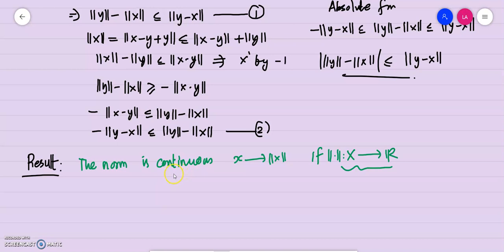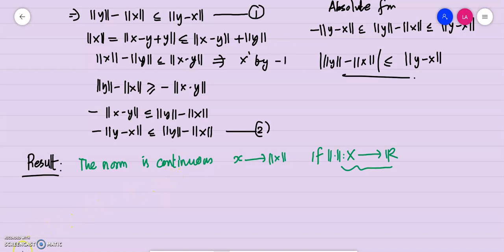So in general, our norm need not be a continuous norm. If it is considered as a continuous function, then our norm is said to be a continuous norm. So in general, a norm need not be a continuous one. That's what this says. Okay.